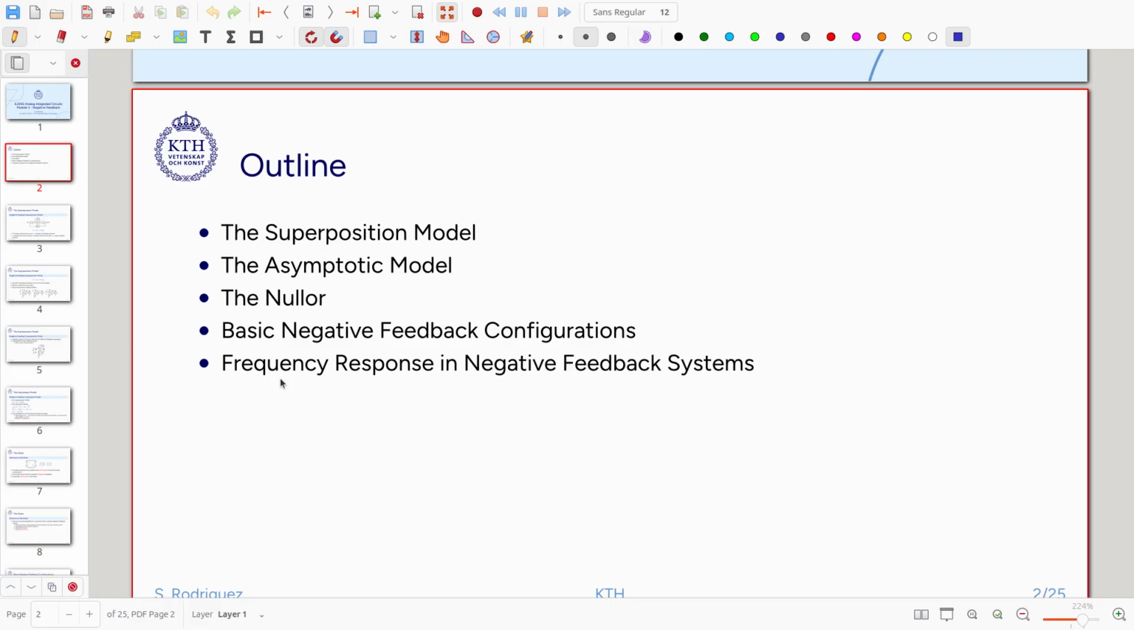Then we are going to talk about a variation of this model that is called the asymptotic model, which is much more suitable for analog circuit design. Then we are going to talk about the ideal amplifier that we will call the nuller. And then we are going to introduce basic negative feedback configurations. The last point of today will be the frequency response in negative feedback systems.